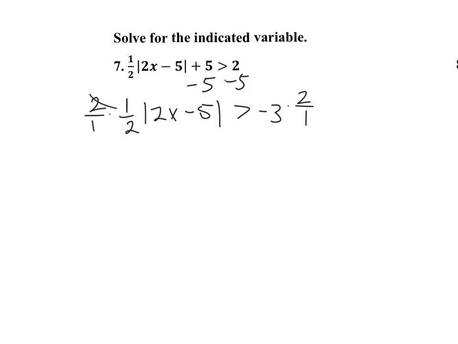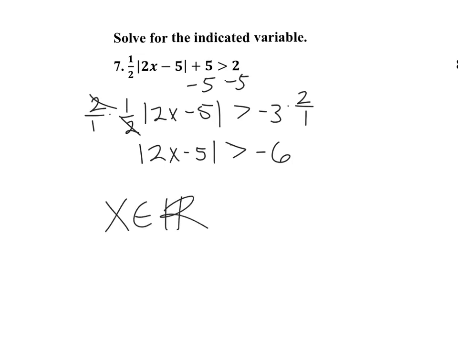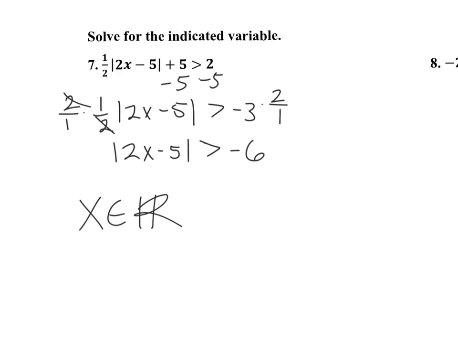And so we have the absolute value of 2x minus 5 is greater than negative 6. Now, we just got done talking about this. Is an absolute value always going to be greater than negative numbers? Yes, it will, and it should, because absolute values make everything positive. So, of course, positive numbers are going to be greater than negative 6. So we have all real numbers. All real numbers. So that was easy.